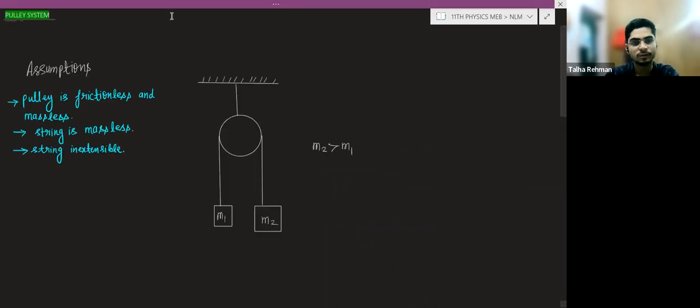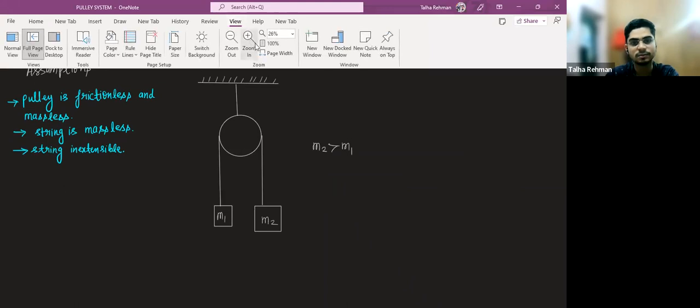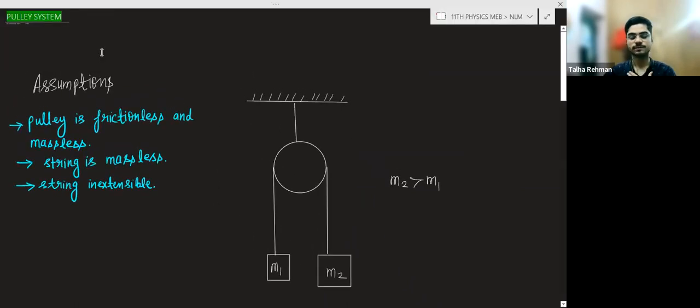So today we will discuss the pulley system. Basically, a pulley system means this is one pulley. These are two masses, and here mass 2 is greater than mass 1. This is the string, the same string, which runs over this pulley, and this is another string, which is the connection between the pulley and this support.